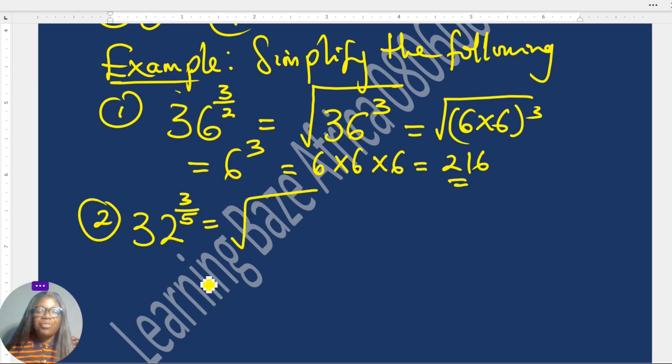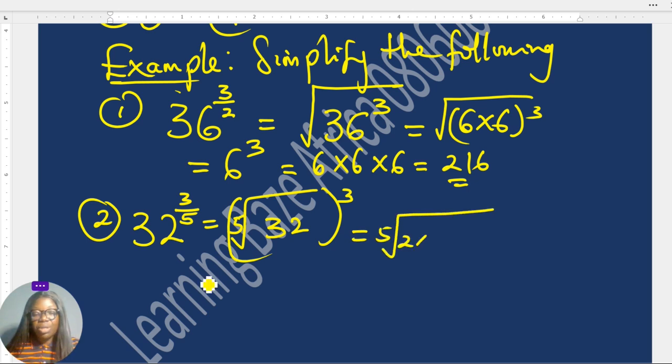Now we have the 5th root of 32, all raised to power 3. Now what do we mean by the 5th root? That is the number that can be multiplied by itself 5 times to give you 32. So the number that can be multiplied by itself 5 times to give you 32 is 2. Okay, that is 2. 2 times 2 is 4. 4 times 2 is 8. 8 times 2 is 16, and 16 times 2 is 32.